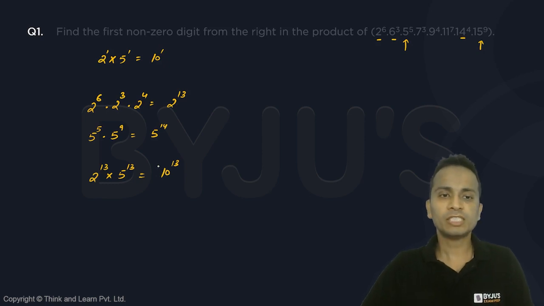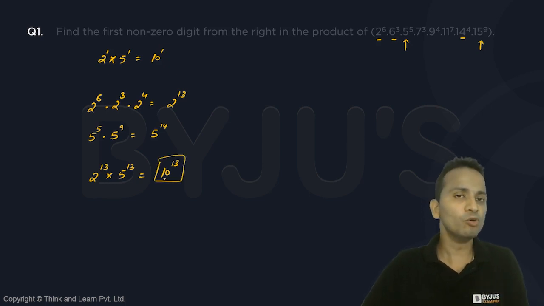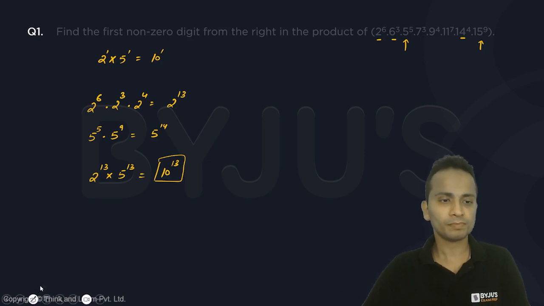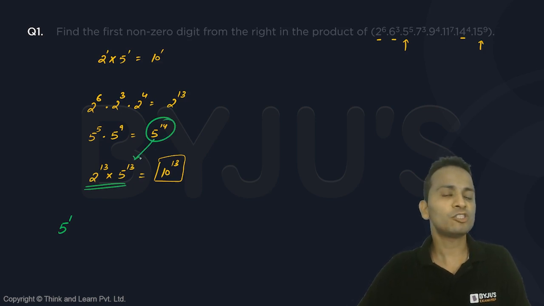Okay. So 10 raised to the power 13. So I have removed 2 raised to the power 13 multiplied by 5 raised to the power 13. That has given me 10 raised to the power 13. So I have removed all these powers. Now let's see what will be the leftover number. Now after removing these powers of 2 and 5, first of all, I'll be left with 5 raised to the power 1. So out of 5 raised to the power 14, 5 raised to the power 13 has been removed. So the power of 5 left over is 1.